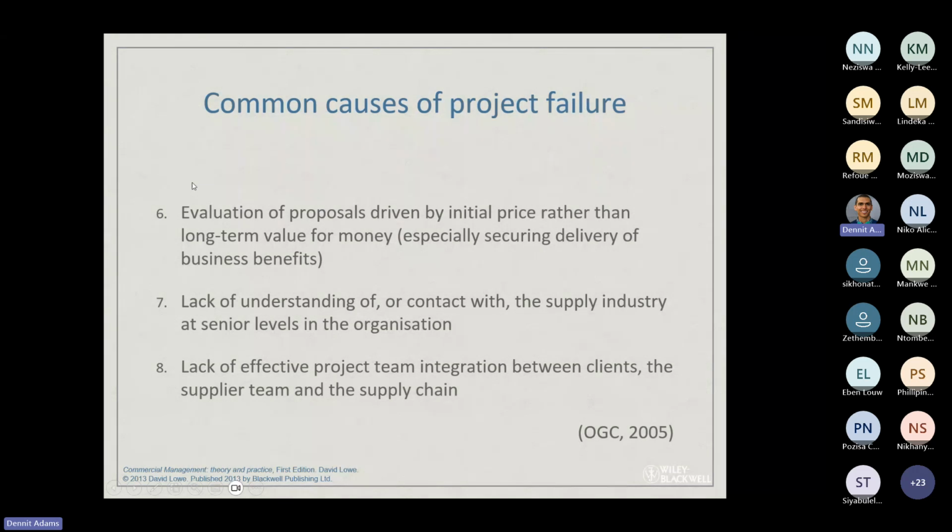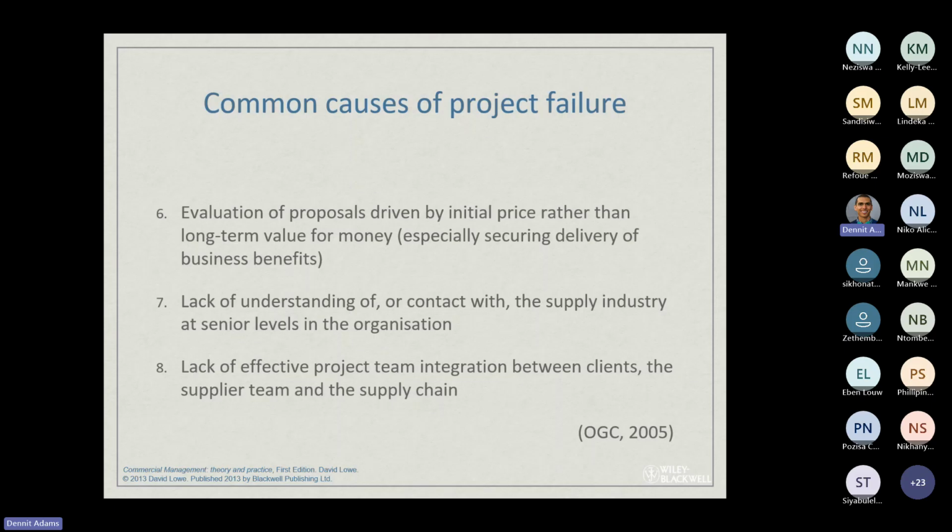Here are 6, 7 and 8, and this is from Gateway, OGC 2005, which is the Gateway process. Evaluation of proposals driven by initial price rather than long-term value for money. If you think about that, when the tender gets awarded, they're thinking about the initial price. They don't really understand that in 5 years this project won't be done, and the value of the money will still be the same, whereas costs of things have gone up by possibly even 25%. So that's just evaluation oversight.